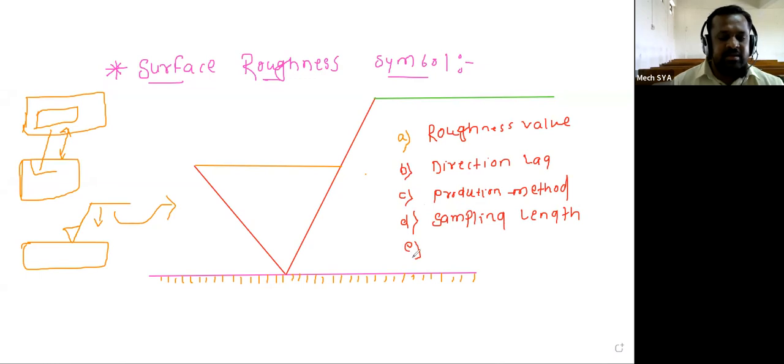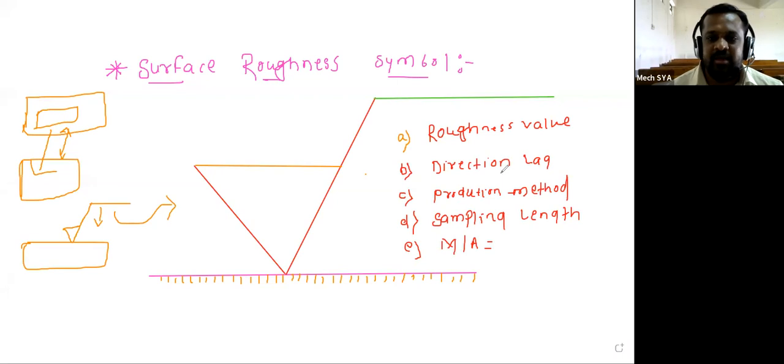Then machining allowance. Now see, that much information we will get from the surface roughness symbol. Which information? First is the surface roughness value, then direction of lay, production method, sampling length, and machining allowance. That much information we will get from the surface roughness symbol.